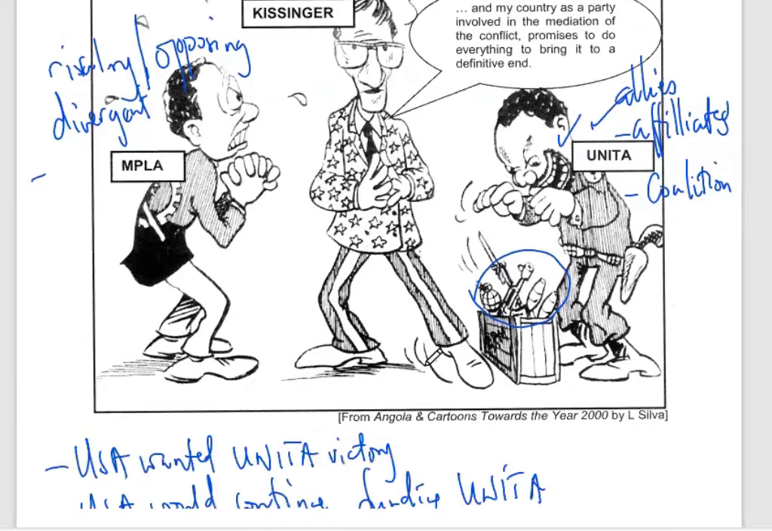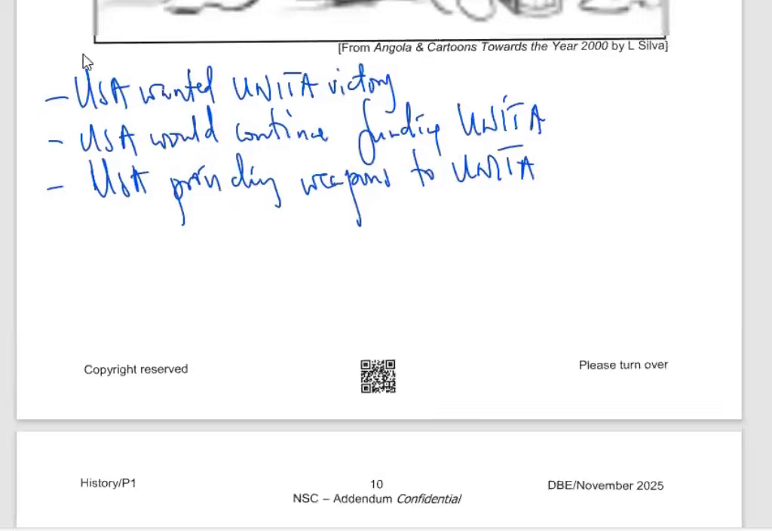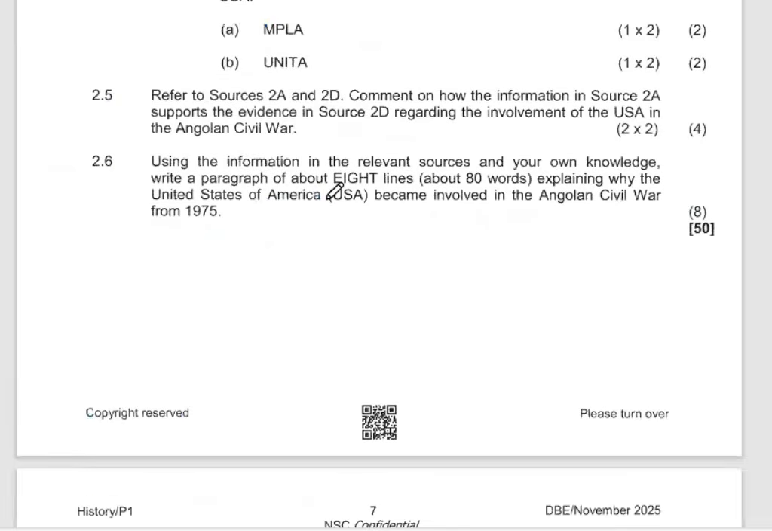Right. Let's look at the next question. Refer to source 2A and 2D. Comment on how the information in source 2A supports evidence in source 2D regarding the involvement of the USA in Angola. Right.